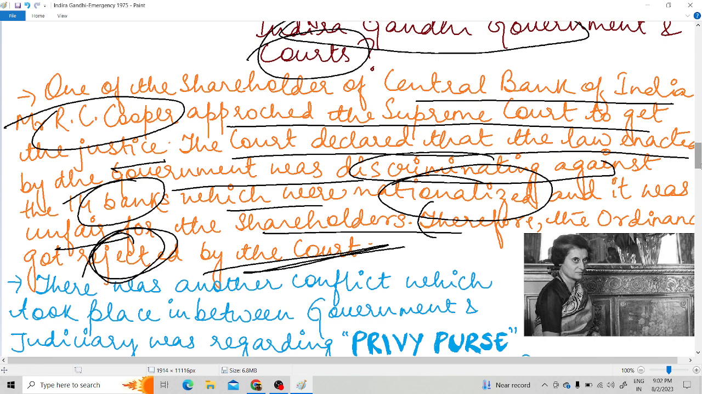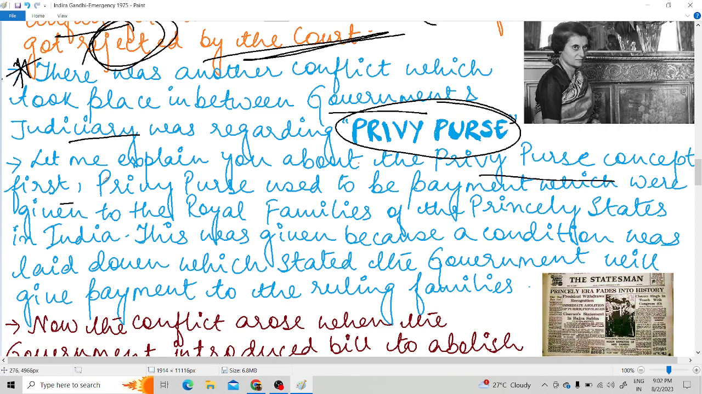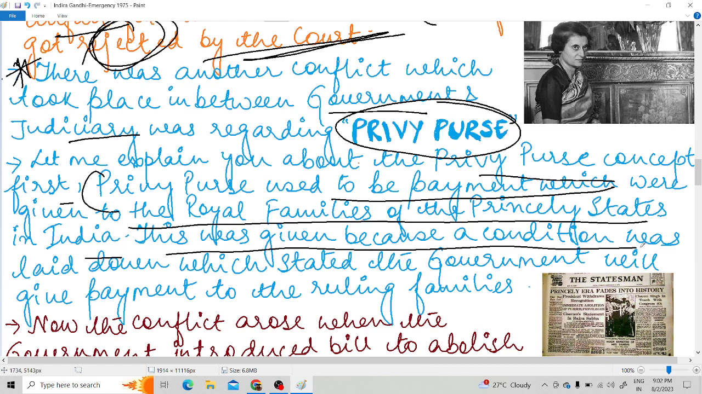Now, there was another conflict between Indira Gandhi's government and the judiciary, regarding the privy purses. This was another trigger to the calling of the emergency. Let me explain the privy purse concept first. Privy purse was the payment given to the royal families of the princely states in India. This was given because a condition was laid down which stated the government will give payment to the ruling families.